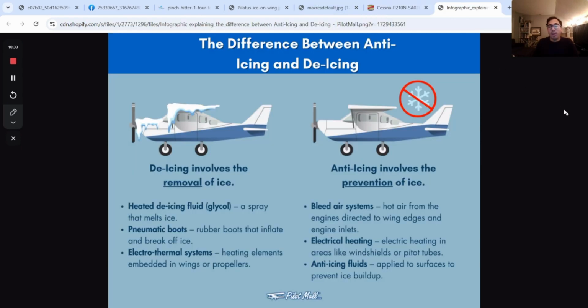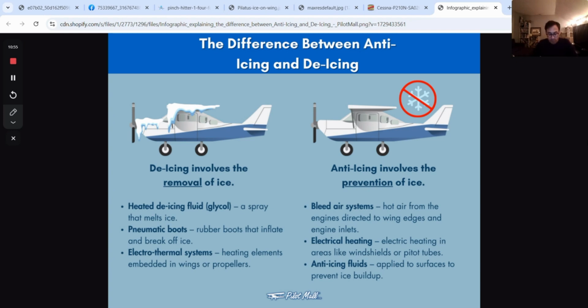The next side of things is the anti-icing system. So that is how that's different from de-ice. Remember, de-ice removes the ice, anti-ice prevents the ice altogether. So there are, again, just like before, three systems. You've got a bleed air system, an electrical way to get rid of the ice, or to prevent the ice, excuse me, and then anti-icing fluids.